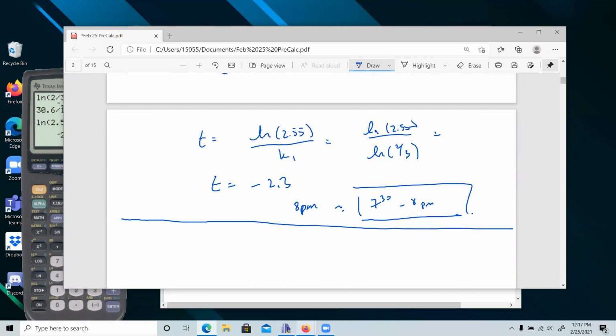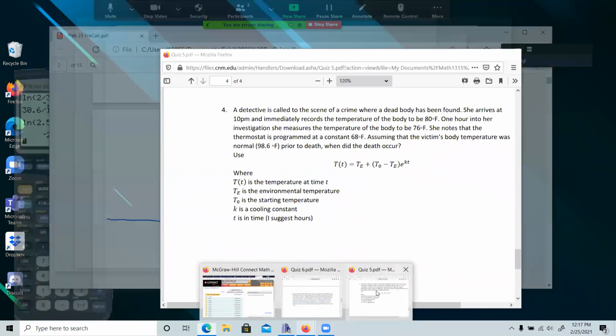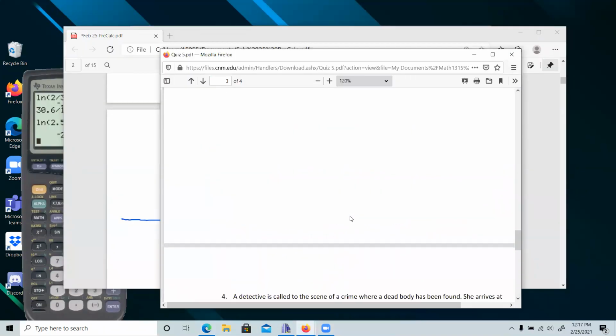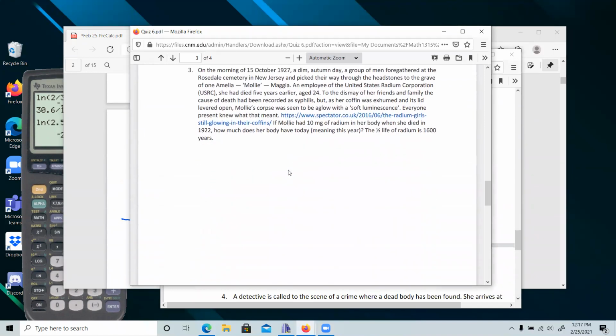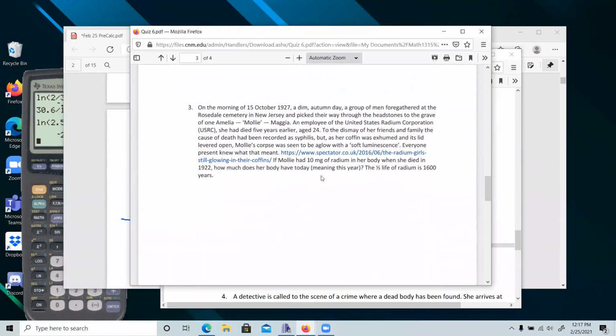All right. Let's see here. We have quiz 5. I was going to use quiz 6 for this one. All right. So conversely, this would be a terrible final exam problem. Okay, because I look at this one and there's a lot to read.